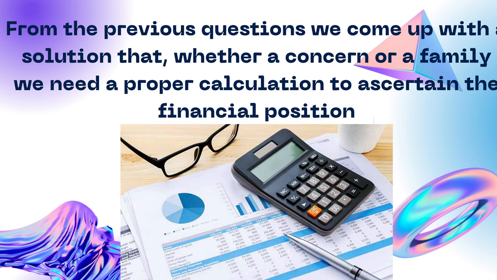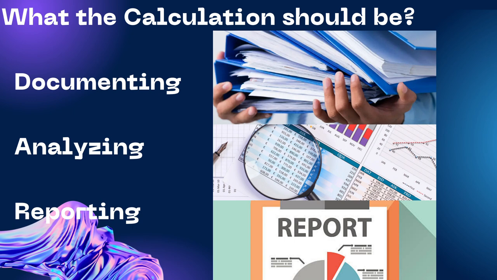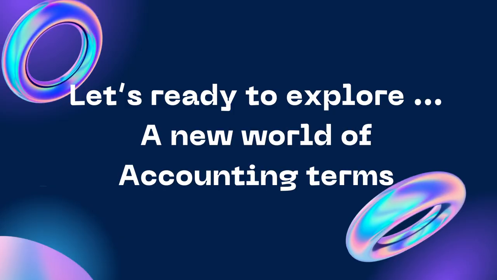What does that calculation mean? We have to do three things. One is documenting, the other one is analyzing, the third one is reporting. So you have to document all the bills, and in analyzing, you have to verify whether the right amount is being entered, or the invoice is being entered properly. And the third one is reporting. After analyzing everything, finally you can make it into a report showing whether the concern is going in a profit way or else in a loss.